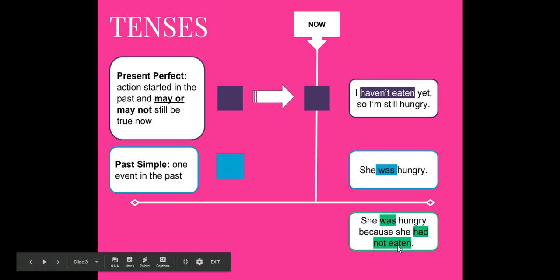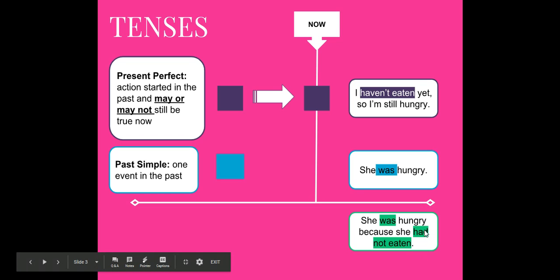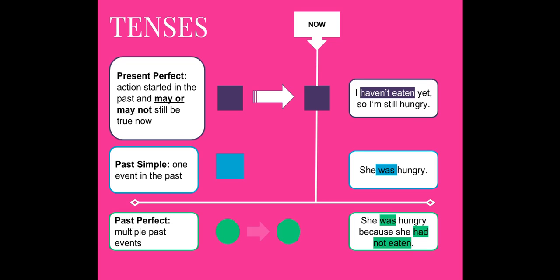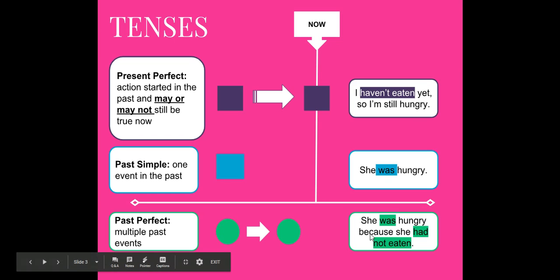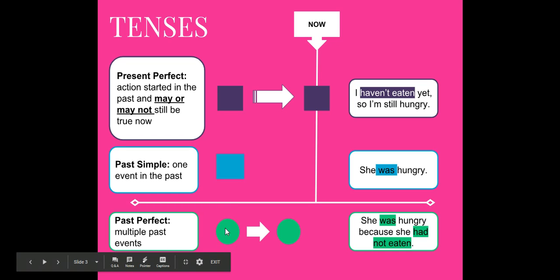Today, we're looking at this one. She was hungry because she had not eaten. This one is called the past perfect. We use this to talk about multiple events in the past. Maybe we are telling a story. Maybe we're talking about a movie and what happened in the movie. So when we want to talk about multiple things that are all happening in the past, we use the past perfect.